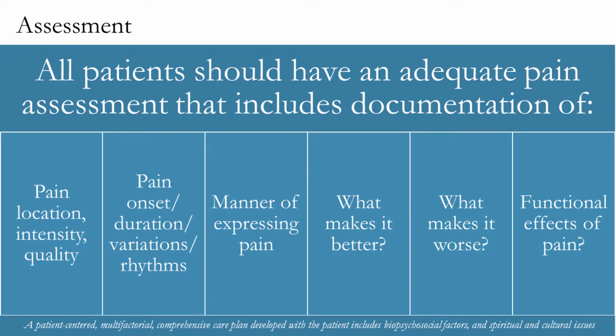What are the things that could make the pain better? What is it that the patient does to relieve the pain? What are the things that they might do, whether through movement or action, that might worsen the pain? And what have been the functional effects of the pain? What are they not able to do that they were able to do prior to the onset of the pain? So a patient-centered, multifactorial, and comprehensive care plan can then be developed with the patient's active engagement. And that should include biopsychosocial factors and spiritual and cultural factors, given some of these basic elements.